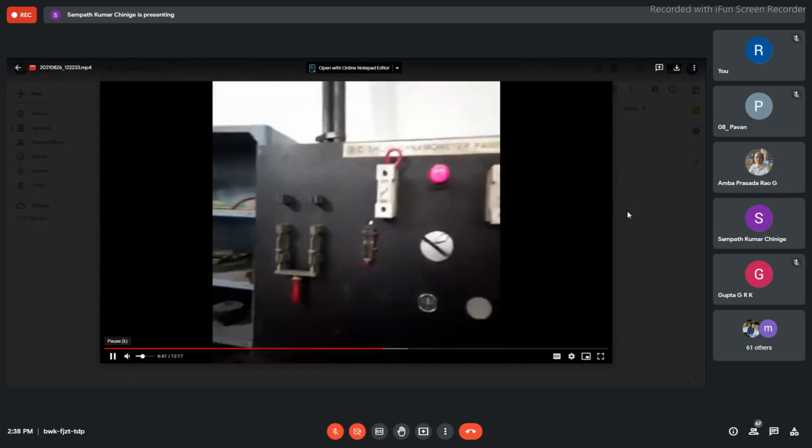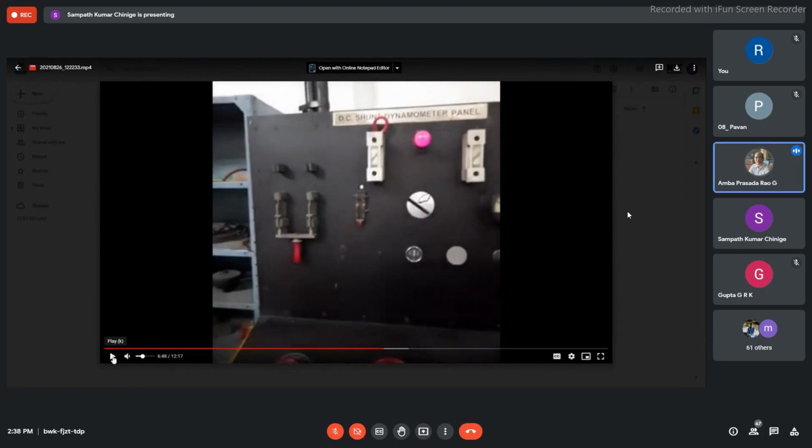This is a dynamometer panel where you adjust the resistances. V equal to IR, no? So V is the main supply, it is 220 volts, it's coming, and I is the current. How do you adjust the current? By maintaining the constant load by varying the resistances. So this DC shunt dynamometer will help us to apply a large amount of resistance so that current can be varied. So that is what the DC shunt dynamometer means. So this is a panel. Okay.